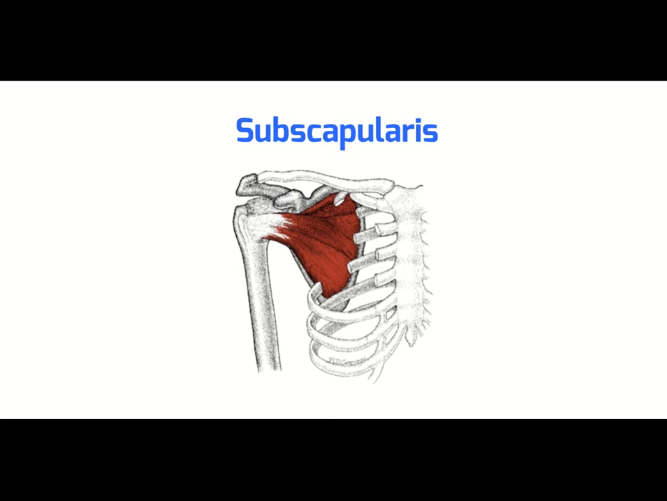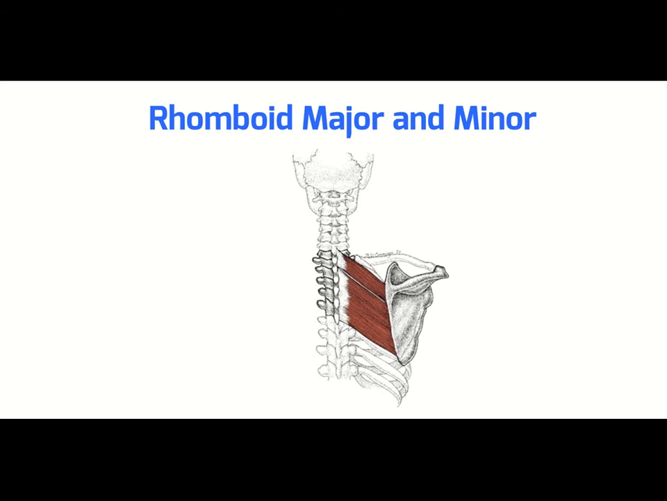So our rhomboids are another muscle that have a major and a minor. Rhomboid major is the larger muscle that sits inferiorly, and rhomboid minor is the smaller muscle that sits superiorly. Both originate on the spine and run to the medial border of the scapula. The rhomboid major originates on the spinous processes of T2 through T5 and then inserts onto the medial border of the scapula between the spine and the inferior angle.